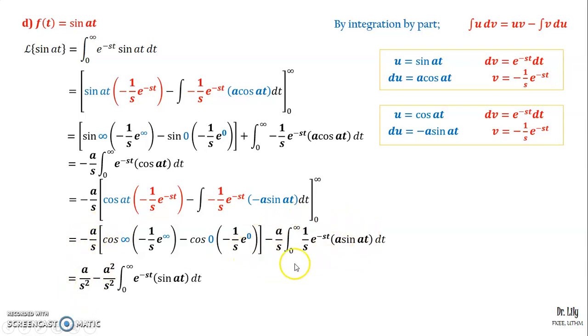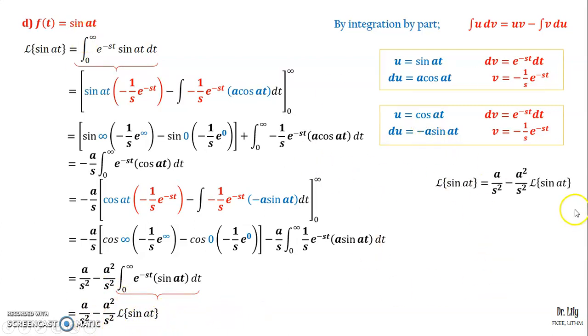Okay, dekat sini, you salin balik. Okay, so kalau dekat sini, you akan perasan, this whole thing dengan this whole thing sama. So, ini represent Laplace sin at. Okay, so you kan boleh dapat A per S kuasa 2 tolakkan dengan A kuasa 2 per S kuasa 2 Laplace sin at. Okay, so kita permudahkan persamaan kita salin balik begini, and then kita factorkan Laplace sin at. Okay, so this thing saya bawa ke sini, saya factorizekan Laplace sin at, saya akan dapat 1 tambah A kuasa 2 per S kuasa 2.